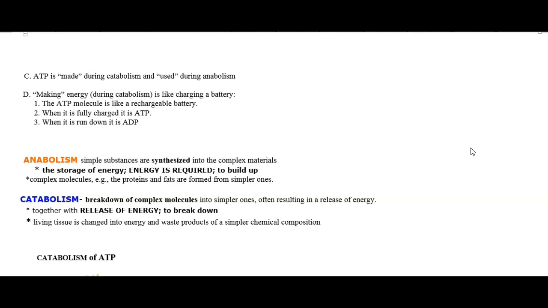Complex molecules form from simpler ones. Catabolism, think catastrophe, is the breakdown of complex molecules into simpler ones, often resulting in a release of energy because you're breaking chemical bonds. So living tissues change into energy and waste products of a simpler chemical composition.